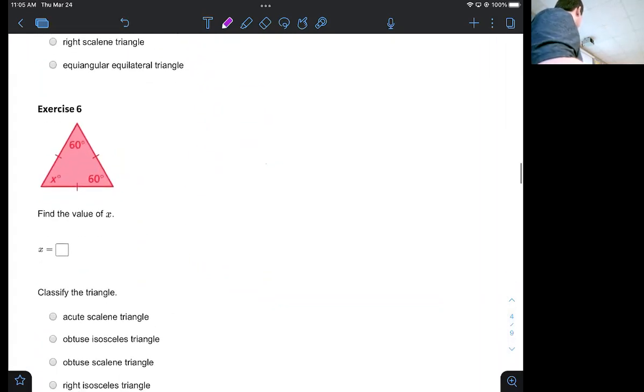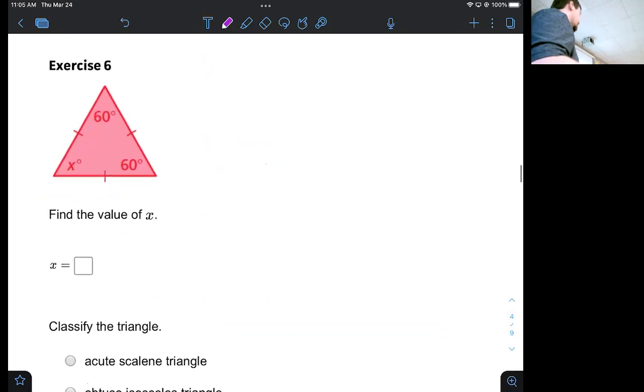Number 6, I don't have to do any work on number 6 either, because I see 3 tick marks showing me that I've got 3 congruent sides. And if I have 3 congruent sides, how many congruent angles am I going to have? All 3 angles will be congruent. So if 2 of them are 60, guess what X is?